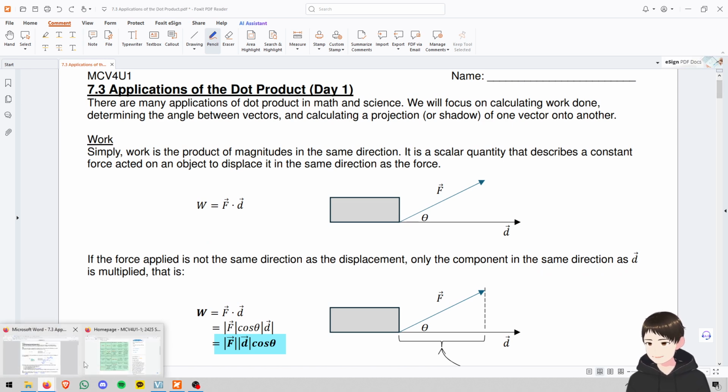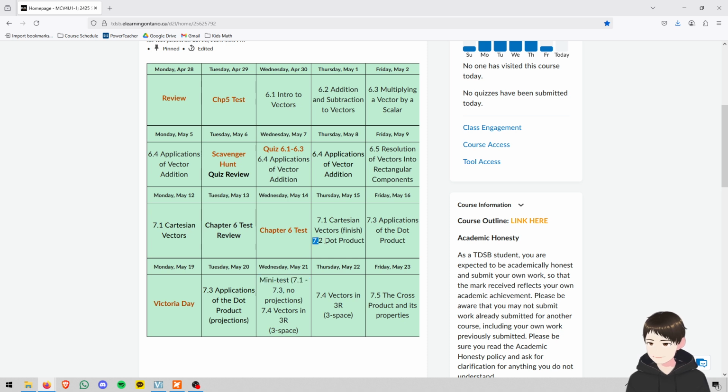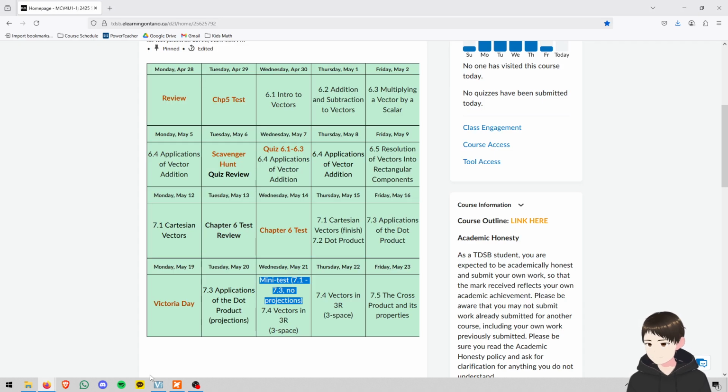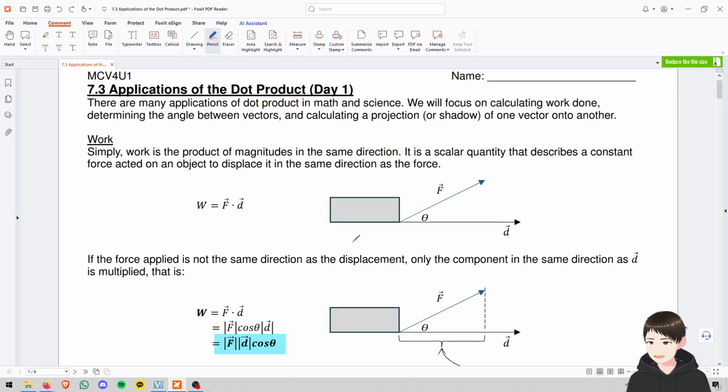Okay, so we've talked about the dot product a little bit, and we're going to focus on the application of it. But as a reminder, although there is a long weekend and we're going to continue on to 7.3 on Tuesday, we still have our mini test on the Wednesday. Notice that there are no projections. In other words, there is nothing from Tuesday that's going to be on the mini test. So today's lesson counts. In other words, calculation of work counts. All right, so without further ado, let's get through this.